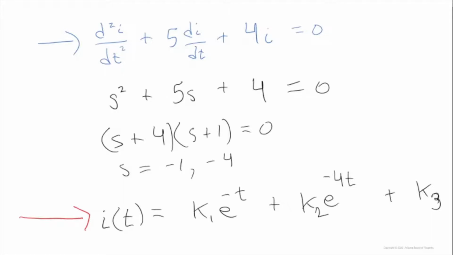If this step is unfamiliar to you, then I recommend reviewing second order differential equations with constant coefficients. Now that we have our parent function for I of t, all we have to do is find the three constants, k1, k2, and k3. After that, we will have our solution.